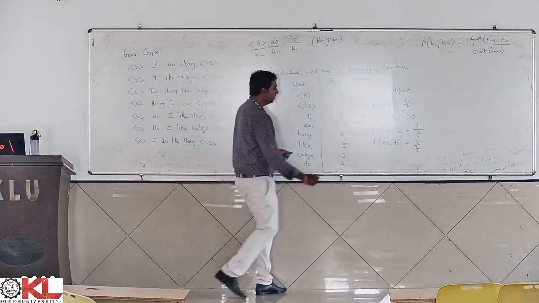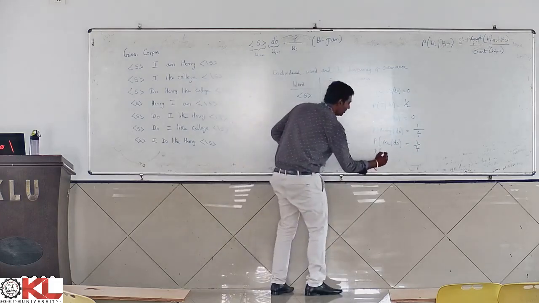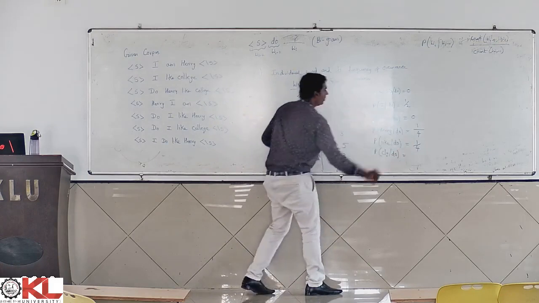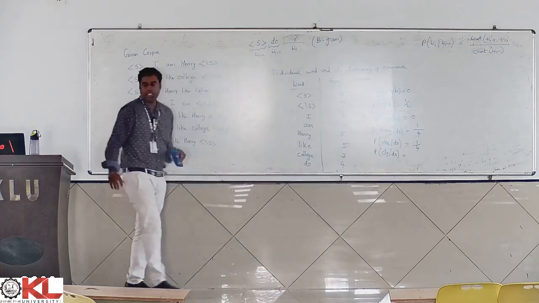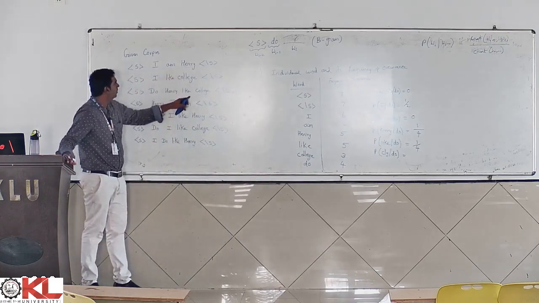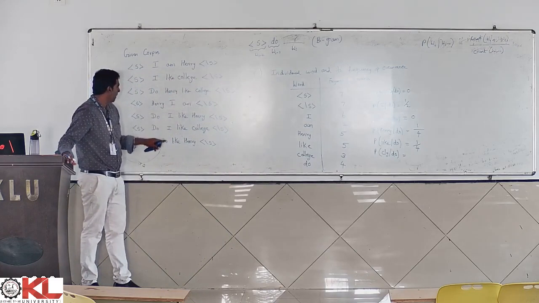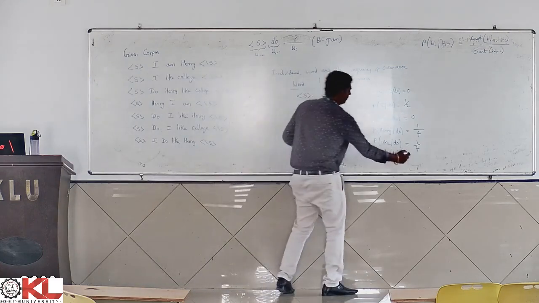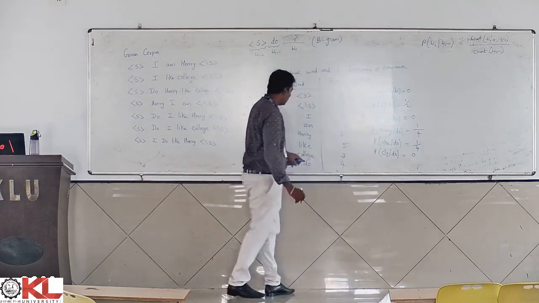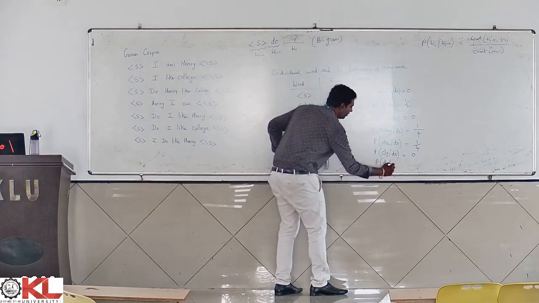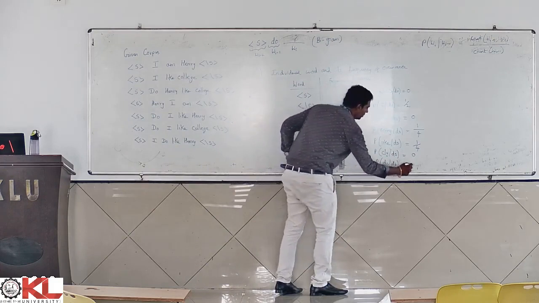Similarly, check for college. How many times does the word "college" occur after the word "do"? Check here. College, no, no, no. So that is also 0. Last one, how many times does the word "do" occur after "do"? So that is also 0.